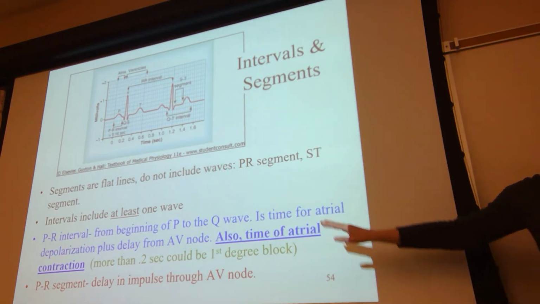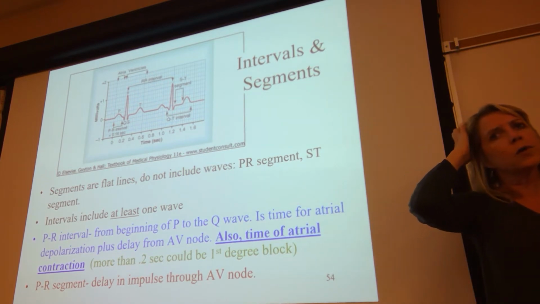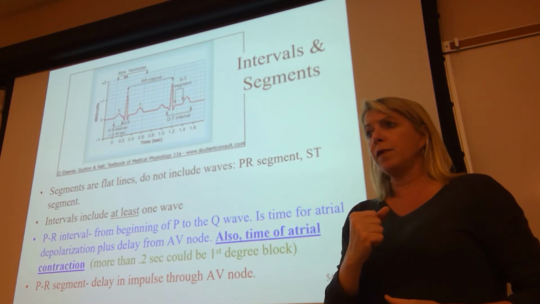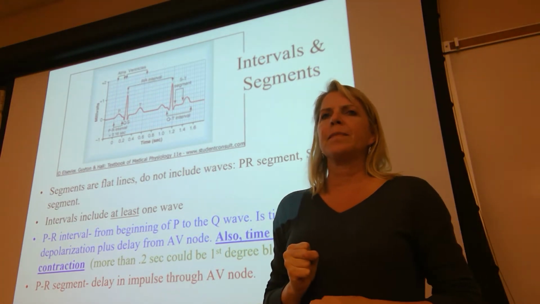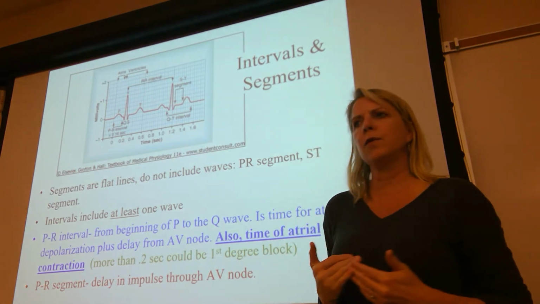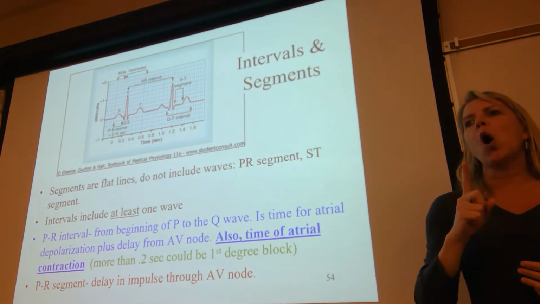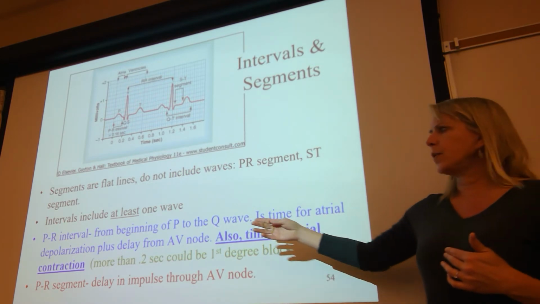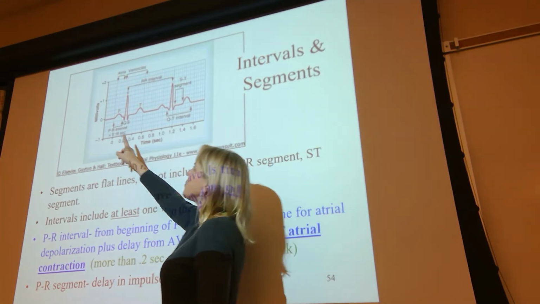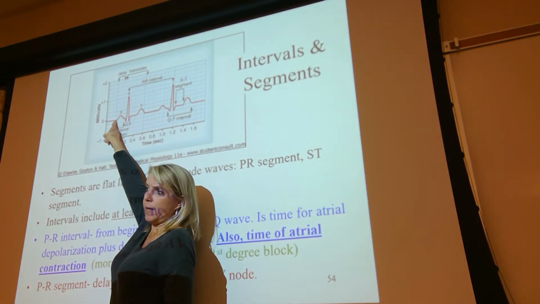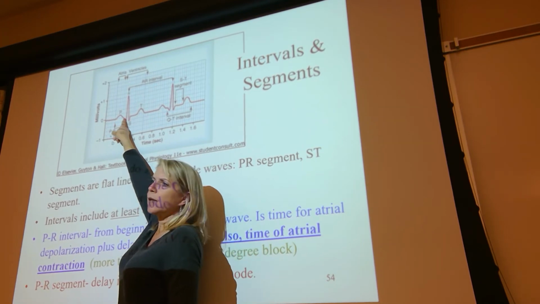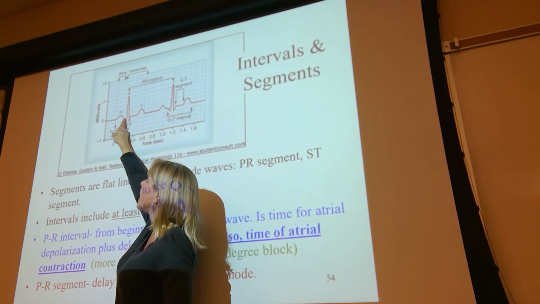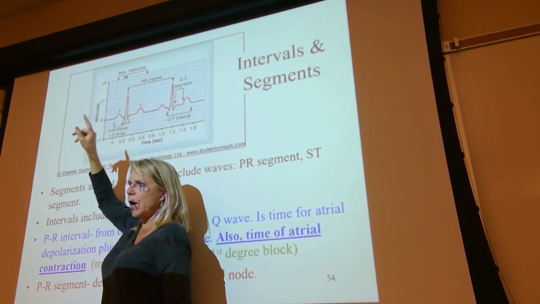Okay. Now intervals, the word interval has the letter V. The word wave also has the letter V. And that helps me remember that intervals include at least a wave. They are not flat lines. For example, the PR interval, you would measure it from the beginning of the P until you get to the Q. If there is no Q, you would measure until that line transitions into the R.